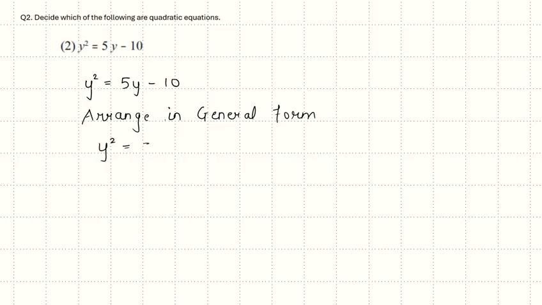Let's take the second equation. The second equation which is given is y square is equal to 5y minus 10. Okay, let's make this in a general form. First, arrange the given equation in general form. How will we write this in general form? y square is equal to 5y minus 10. When we write in general form, this 5y will go on the left hand side. It will become minus 5y. And this minus 10 will go on the left hand side. It will become plus 10 is equal to 0. So here we got it in standard form.